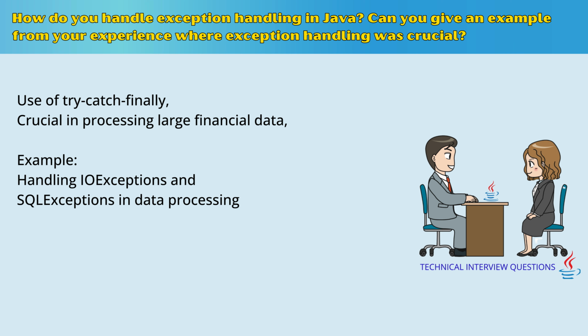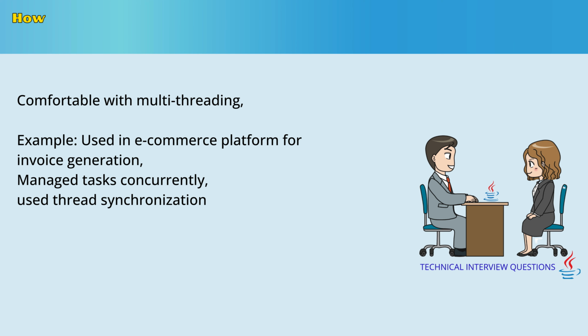In one of my projects, we were developing an application that processed large sets of financial data. During this process, we had to deal with potential I/O exceptions while reading data from files and SQL exceptions during database interactions. I implemented a try-catch block to handle these exceptions and ensure that proper logs were generated for any errors encountered. This not only helped in debugging, but also ensured that the application could continue processing other data even if one file had issues. Handling exceptions is crucial, especially in large-scale applications.